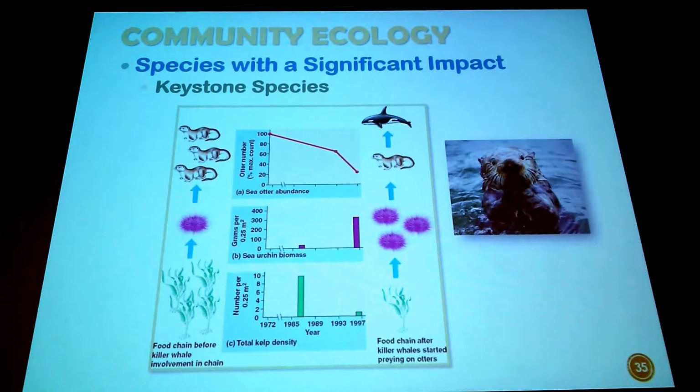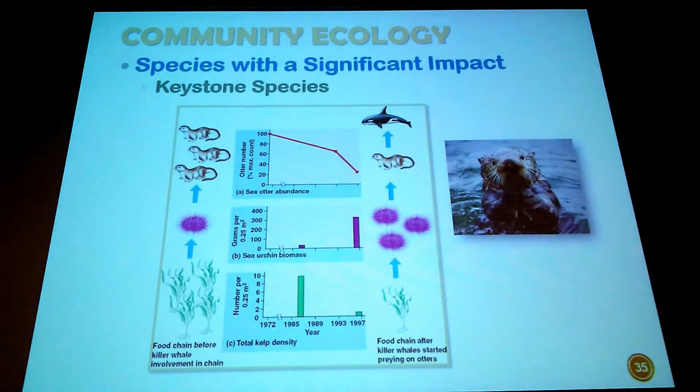What happened was the sea otter abundance started to decline because the killer whales moved in and started feeding on the sea otters, and so their numbers dropped. What that meant was there weren't as many sea otters eating sea urchins, so the sea urchin numbers increased. They started feeding on more kelp, and the amount of kelp crashed. Because the sea otter was the keystone species, you eliminate it from the situation, you change the entire environment.